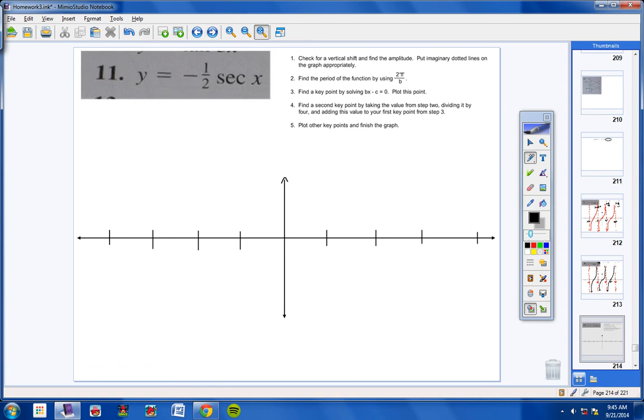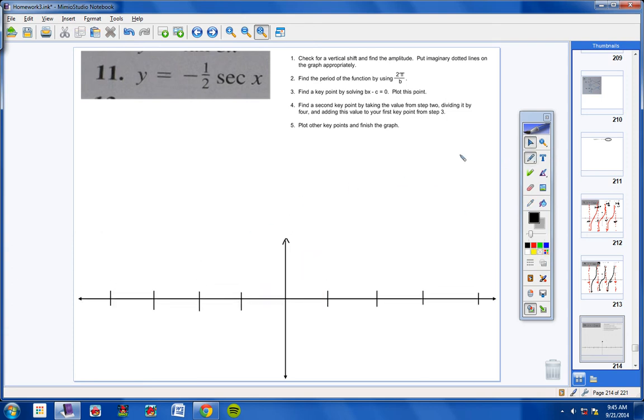Now remember, on number 11, it's a secant graph, so we're going to rewrite it and pretend that it's a cosine graph, the reciprocal function, okay? And then we're going to use our normal steps for cosine, and then we'll see if we have to extend the y-axis, see if there's a shift or something like that. So we're going to check for a vertical shift and find the amplitude and put our dotted lines on the graph. Now, students, if you look, nothing is being added or subtracted to the entire cosine function, so there's no vertical or horizontal shift. So the middle of the graph will stay right here, okay?